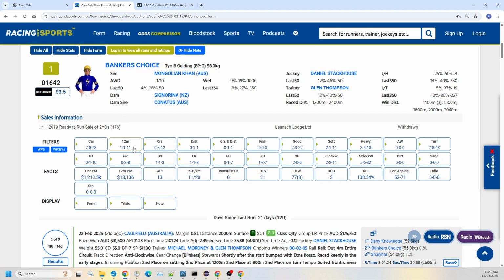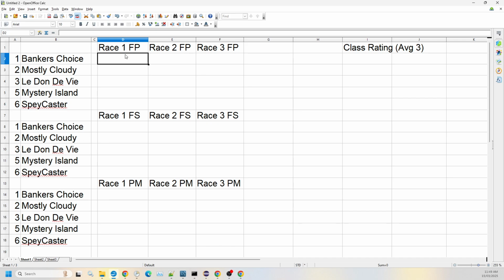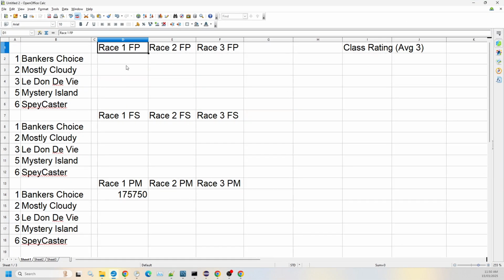So I've brought up Banker's Choice here. If we look here, the prize money for the race, not the prize money that was won, you can see it won 31,500, but the prize money for the race was 175,750 right there. So we're going to come back to our spreadsheet and put prize money 175,750, and if we go back and have a look, it came 2 out of 9. So we add those in. So finishing position was 2, field size was 9.